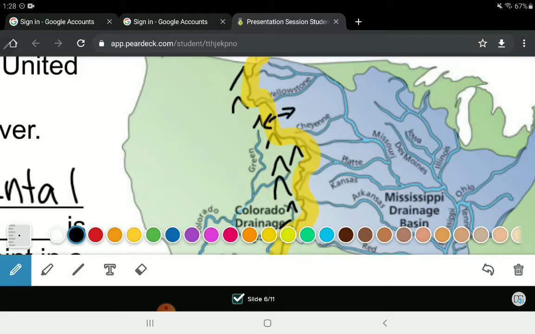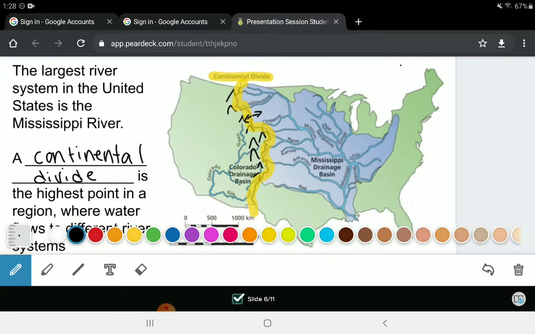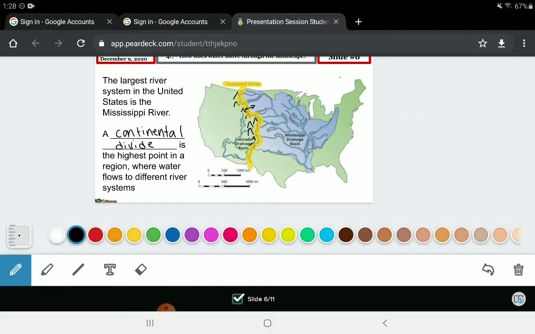So any water that's going on either side of that line, the water on the west side of the line will flow towards the Colorado River, and any liquid on the right side, the Mississippi drainage basin, will flow to the Mississippi River. So people are dumb, but they're kind of entertaining sometimes too.